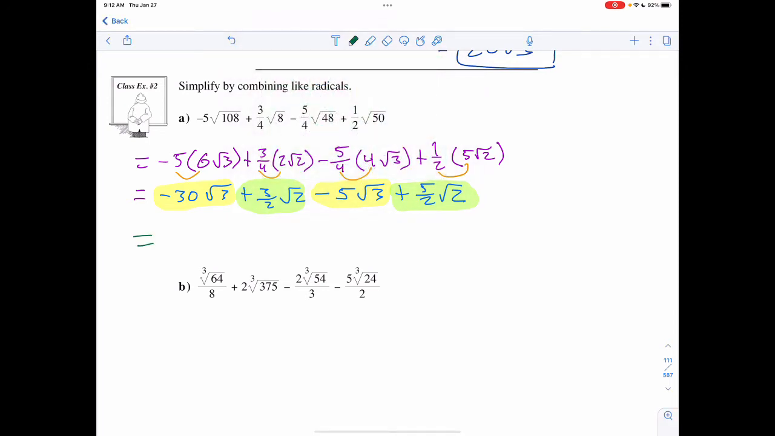What's that going to give me? Well, if I have -30 root 3s and -5 root 3s, I have -35 root 3s. If I have 3/2 plus 5/2, then it's 8/2, or 4 root 2s. And there's my final answer.